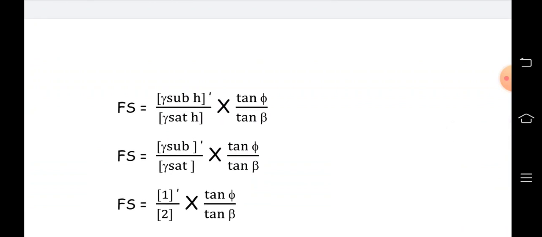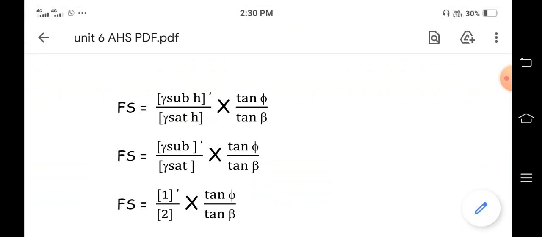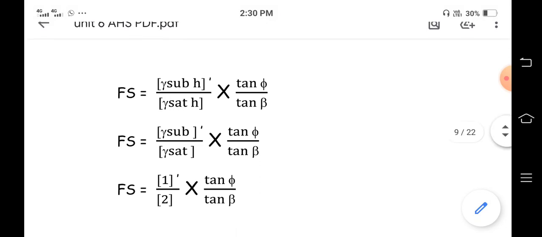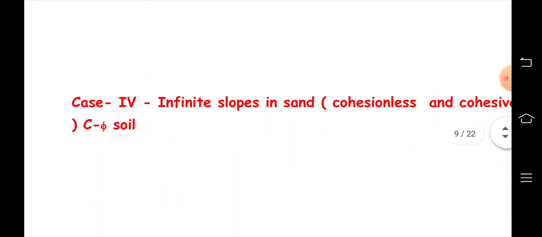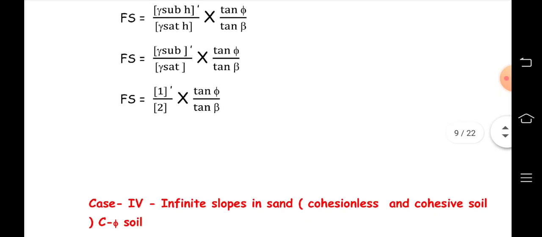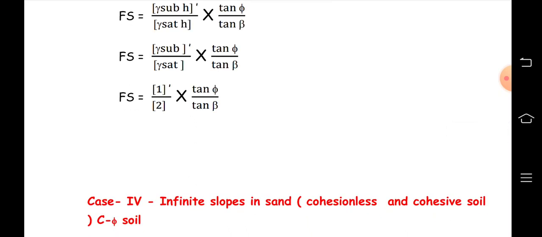If this H gets cancelled, that is gamma submerged upon gamma saturated into tan of phi upon tan of beta. That is, we can also call it 1/2 of tan of phi upon tan of beta, because it occurs at half the water, and it occurs directly on the top surface.